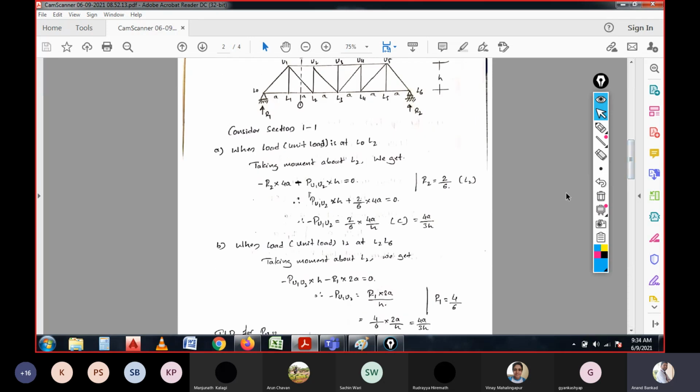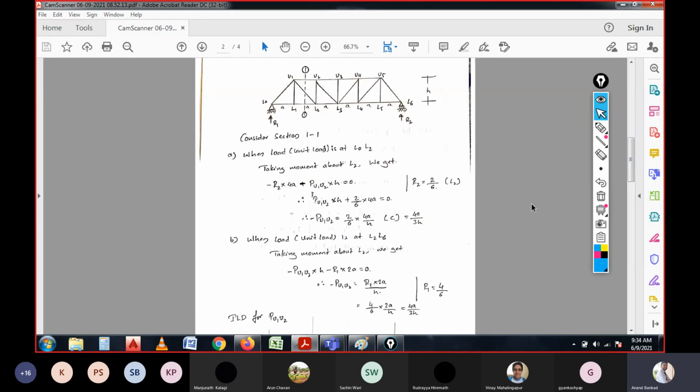Again, if you have doubts regarding this, please let me know. Anyone, please let me know if you have any doubts regarding this part.